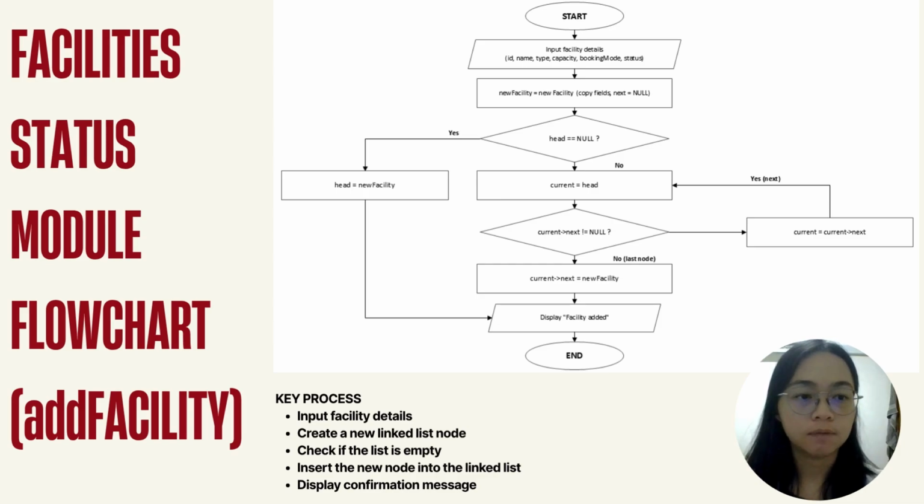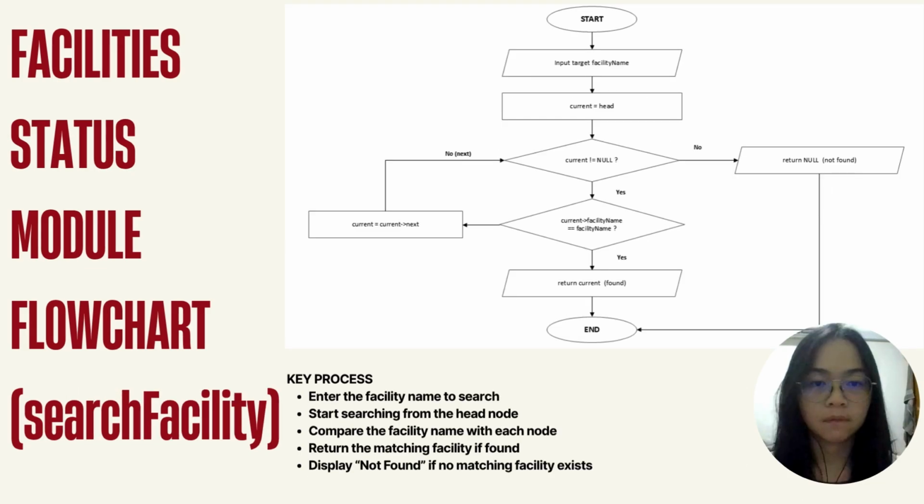Before facilities can be displayed, they must first be stored in the system. The add facility function receives the facility details, creates a new linked list node, and inserts it into the linked list. If the list is empty, the new node becomes the head node, otherwise it is added to the end of the list. The search facility function retrieves facility information from the linked list. The system starts from the head node, compares each facility name with the target, and returns the matching facility if found. Otherwise, it continues searching until the end of the list and displays not found if no match exists.